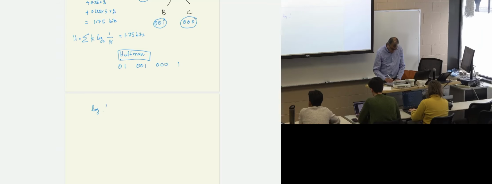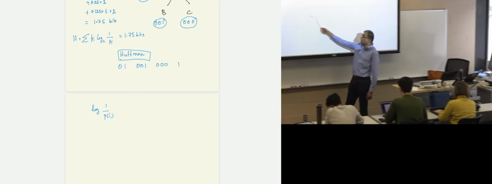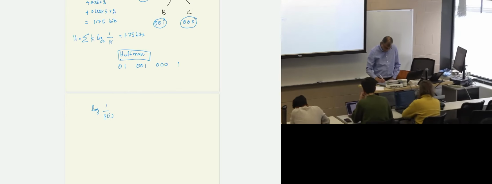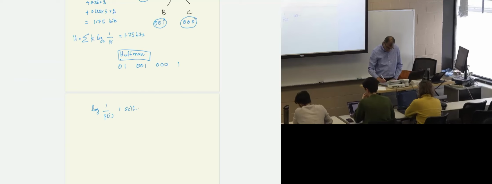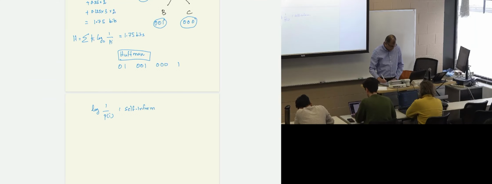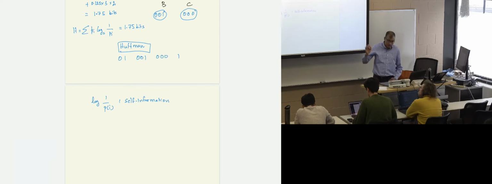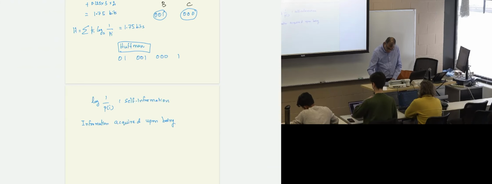But fundamentally, this idea of log 1 over P of I, where P of I is the probability of that particular outcome I, is called self-information. If you want to give a good interpretation of this, it is the information that you have acquired upon being told. I'm being a little bit loose here, but I think you get the idea.